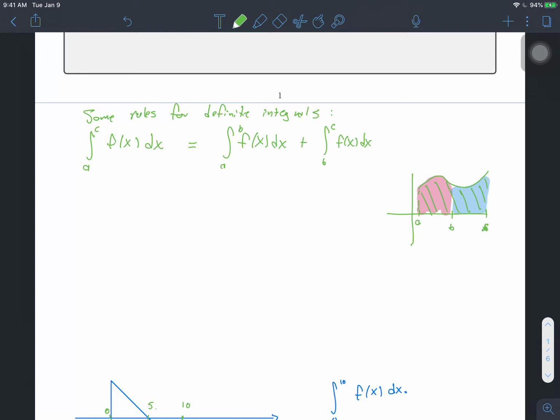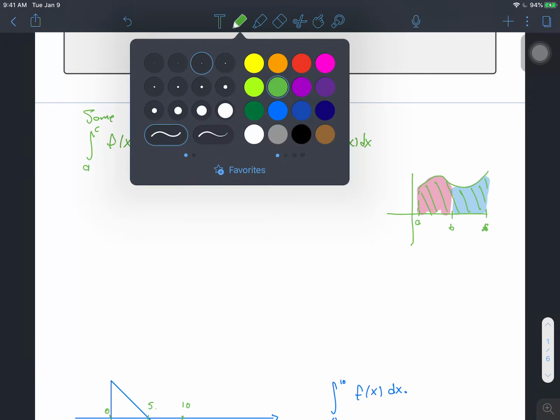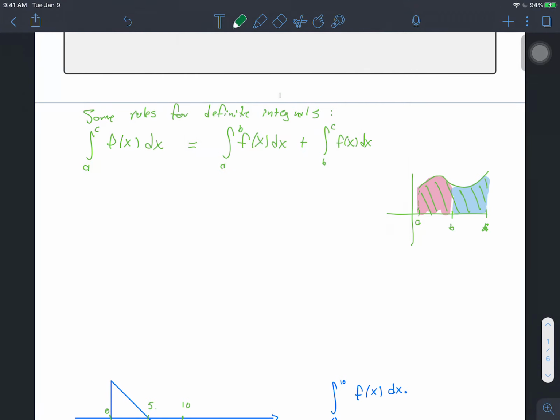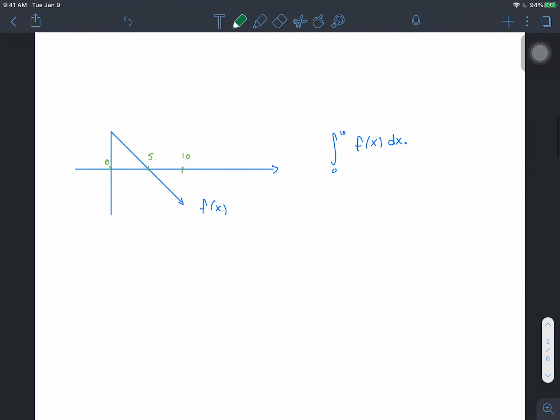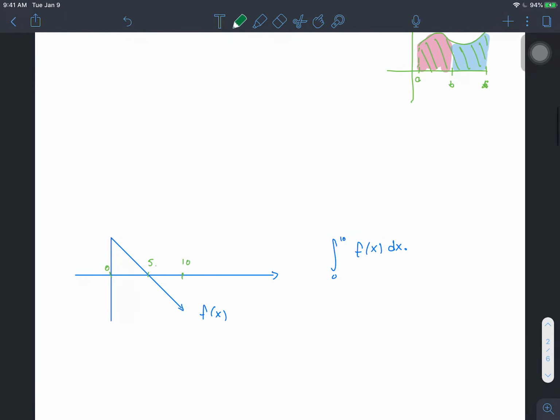We can find the area of the first 10 feet and then the second 20 feet, and that'll give us the area of the first 20 feet. So that's one rule, and let's just keep that one for now. So I'm going to use that rule on this integral here.